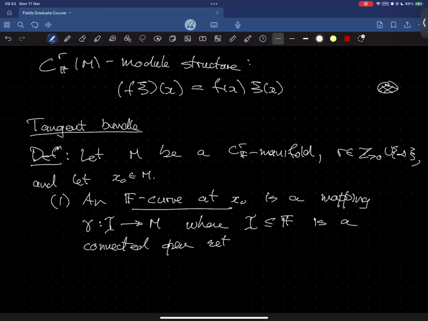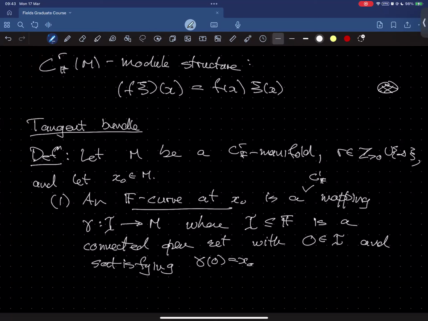Okay, with which contains 0. And moreover, gamma of 0 is equal to x naught. So you should have some regularity on the mapping, and the regularity that I'm going to ask for here is C1.